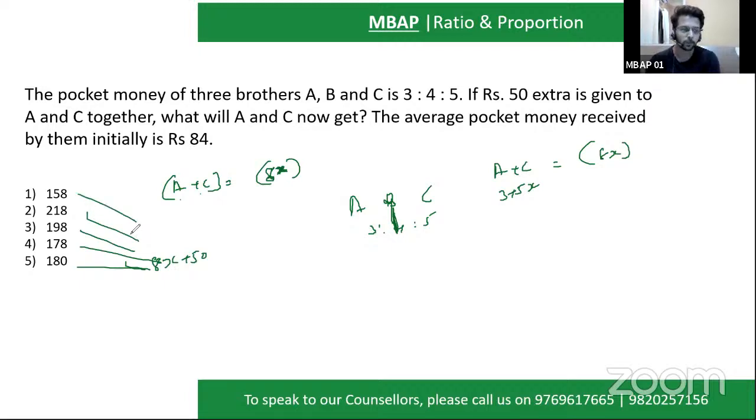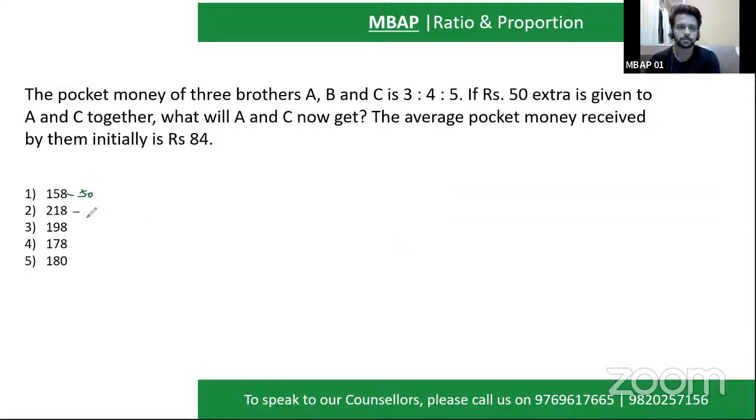What I will do now is eliminate. I'll subtract 50 from each and check which value is going to be divisible by 8. If you do this quickly, all of you can give me the answer. If I check 178, 178 minus 50, the value will become 128. Is 128 divisible by 8?